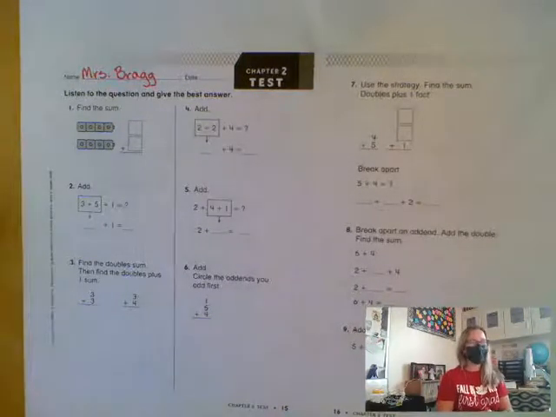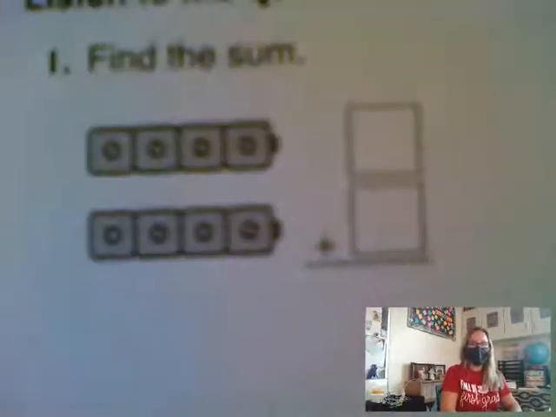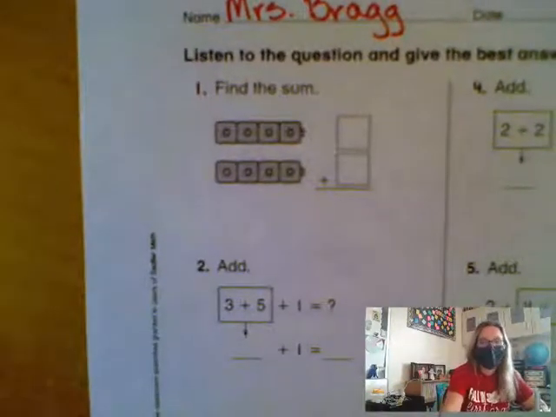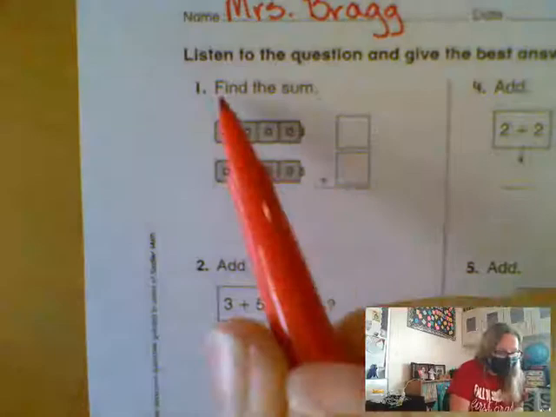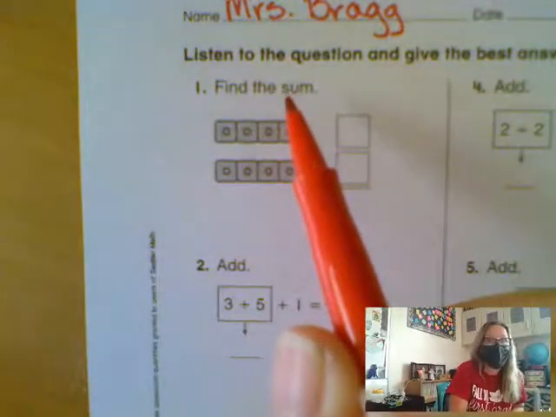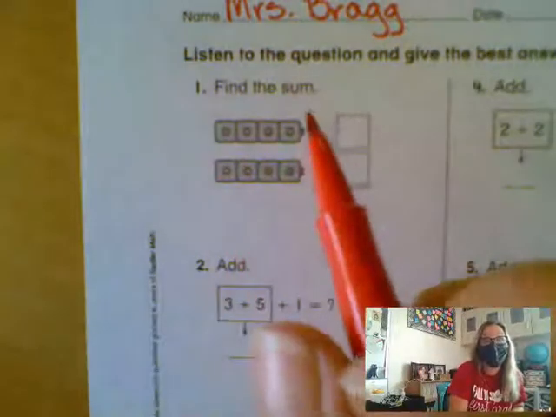Oh, okay. All right, so I am going to zoom in now to problem number 1, okay? Maybe that's a little too close. All right, number 1 says, find the sum. Now remember, we know that sum means the whole or the total.